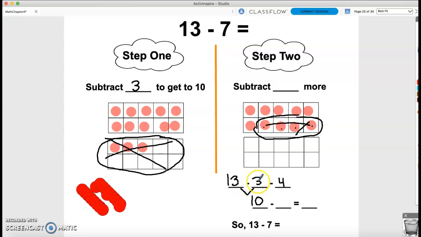So 13 minus 3 was 10, and 10 minus 4 is 6. So 13 minus 7 equals 6.